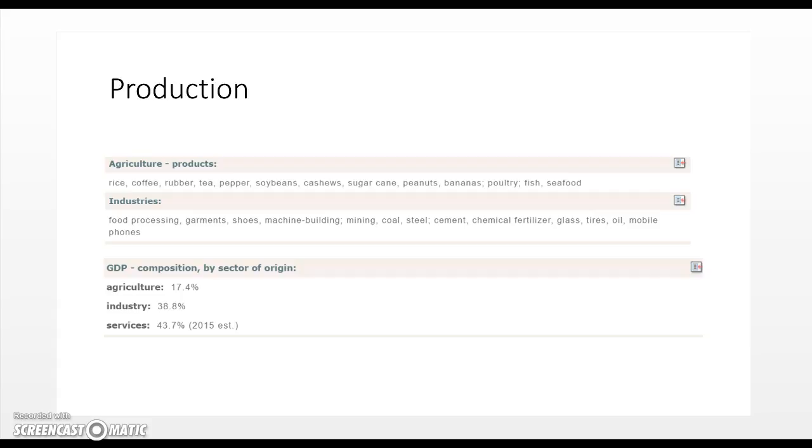Next, what I have underneath is GDP composition, showing how much each sector makes. Agriculture makes about 17.4%, industry makes 38.8%, and the largest is services, which is 43.7%.